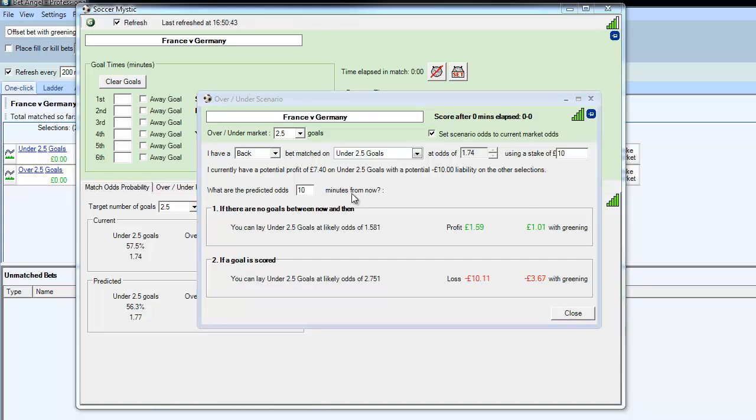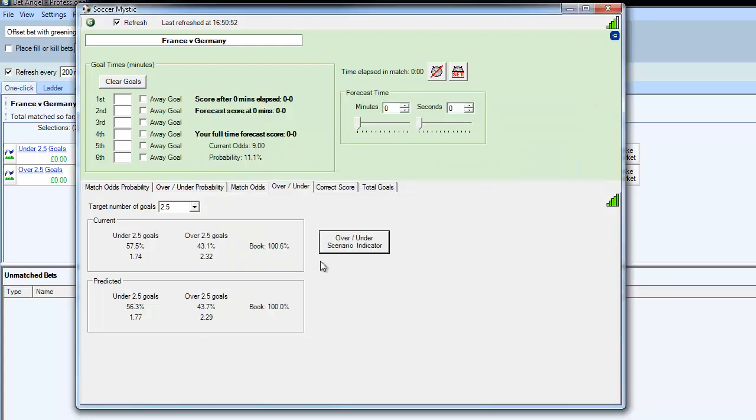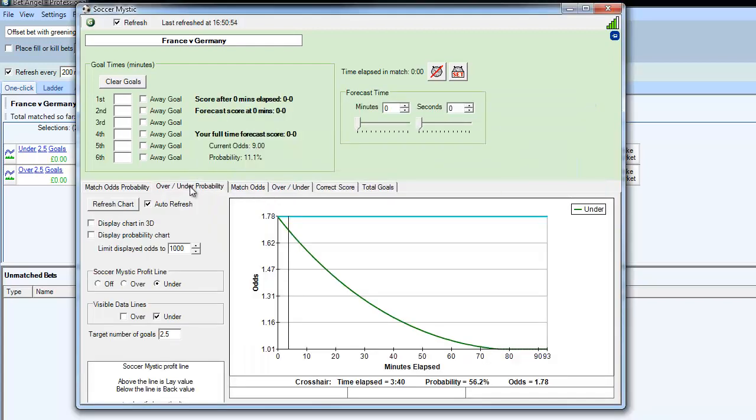The reason that this would occur is if there's no goal within this particular match, then the odds on under 2.5 goals will come in and come in and come in, which is what you can see on this graph here. The reason that happens is because under 2.5 goals is getting more and more certain as the match goes on. So you can see the odds come down, come down, and so on and so forth, until they expire at 0.